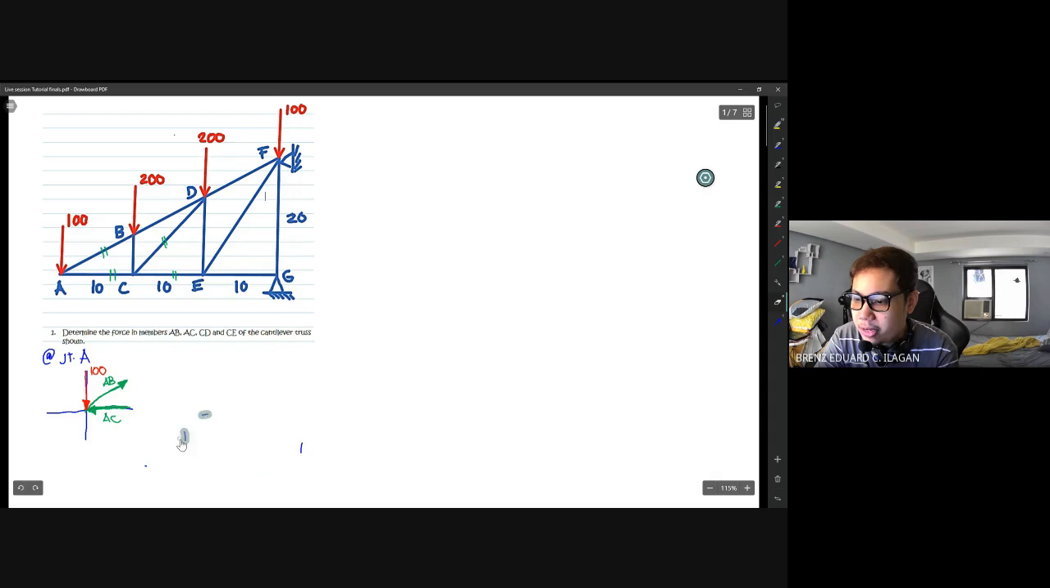So next, before we can proceed pala with this summation of forces X, summation forces Y, let's analyze first the given. So as you can see, given yung height ng truss natin, so yan daw ay 20. And then yung each span na yan is, ang haba niya is 10. So the total length of this span is 30. Okay?